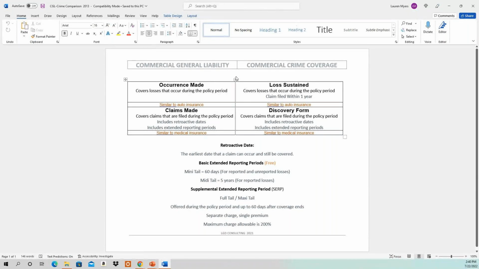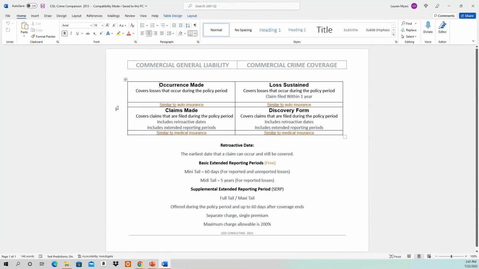Okay, so if you see liability, bodily injury, or property damage in the question, they're talking liability. That means your answer is between these two. I can eliminate 50% of my answers because this is how we write crime, and this is how we write liability. Does that make sense? Okay.